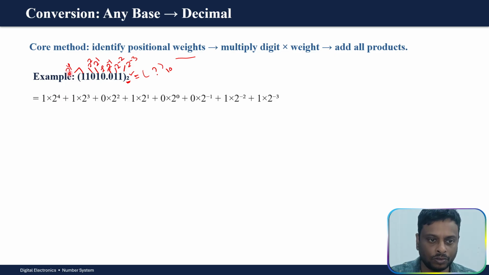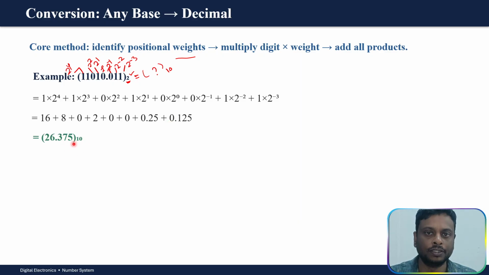So 1 into 2 to the power 4, then 1 into 2 to the power 3, since this digit has the weight 2 to the power 3. Similarly, this digit has the weight 2 to the power of 2. After the fractional point, this weight is 2 to the power minus 1, then 2 to the power minus 2, then 2 to the power of minus 3. That will be multiplied with each digit. Then you add the products. So this is the answer, 26.375. We have converted the binary number system to the decimal number system.